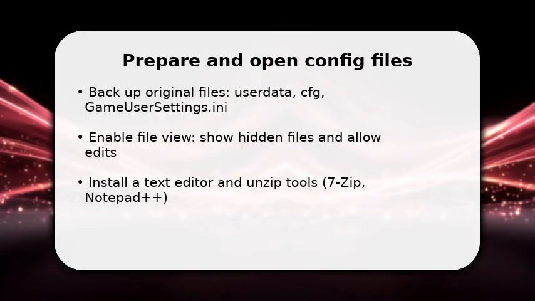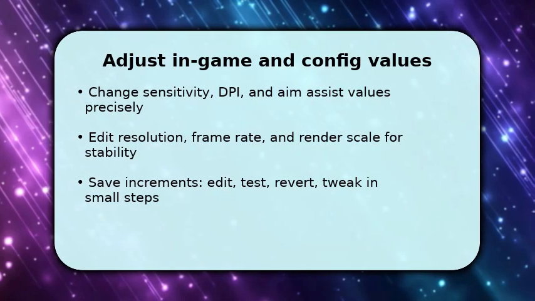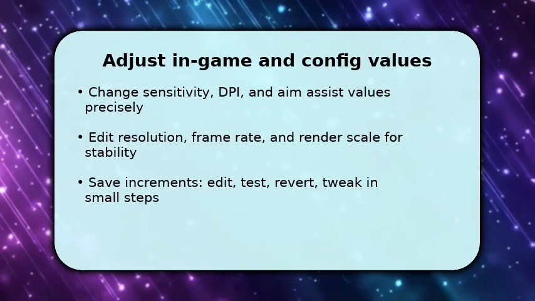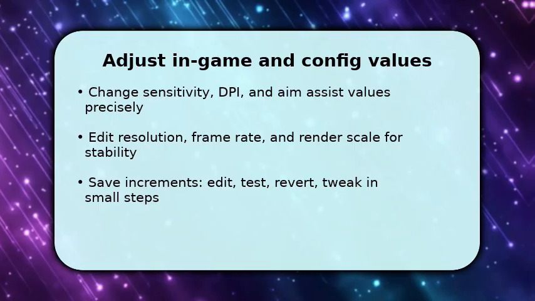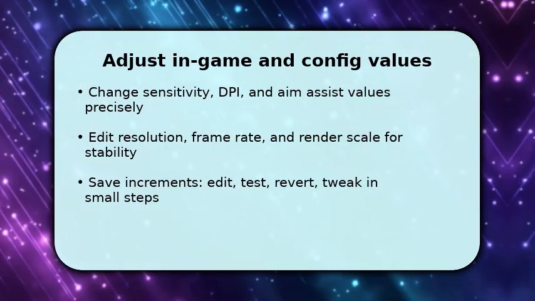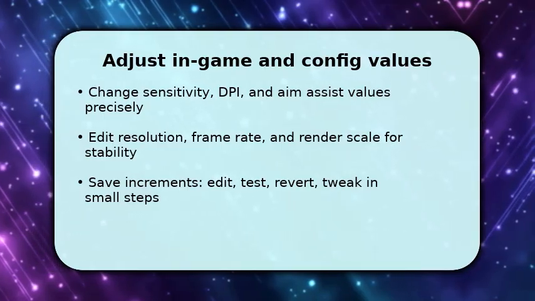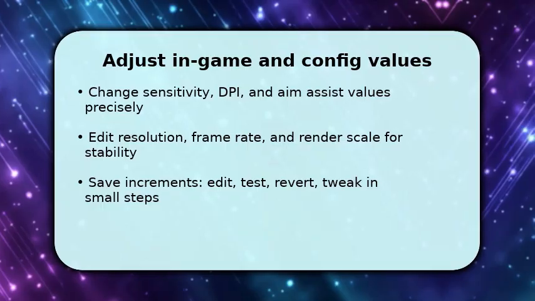You now edit the values that actually change gameplay: sensitivity, DPI mapping, and aim assist parameters in both in-game settings and the config files. Once you open the config, change resolution, frame rate limit, and render scale to match device capabilities. This reduces stutter and thermal throttling.